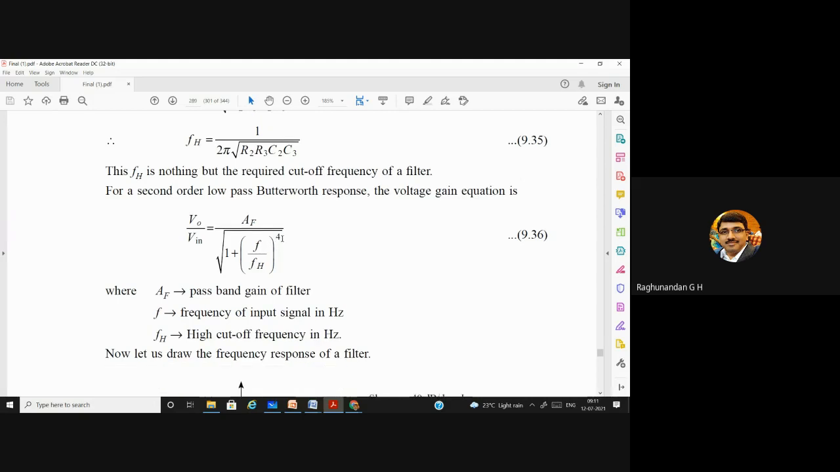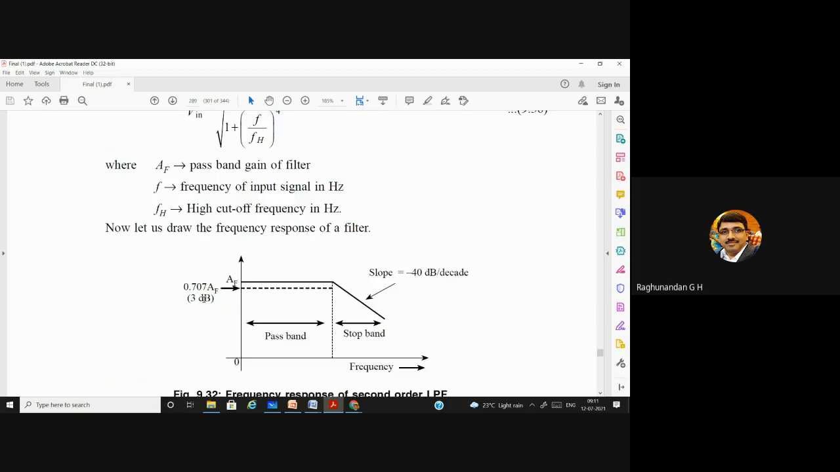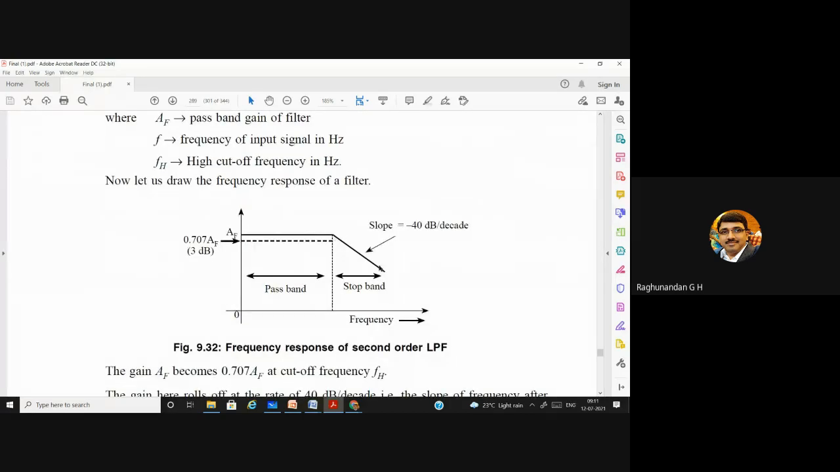So this you should remember. After that, this is the 40 dB per decade slope which we are having. Again, the same thing, we are going to take 3 dB for the cutoff. This is the pass band, and this is the stop band. We can take it 3 dB downwards, or you can take it as 1 by root 2 times the gain, if you have not converted the gain into decibels. 1 by root 2 is equal to 0.707. So 0.707 or 3 dB is this line.